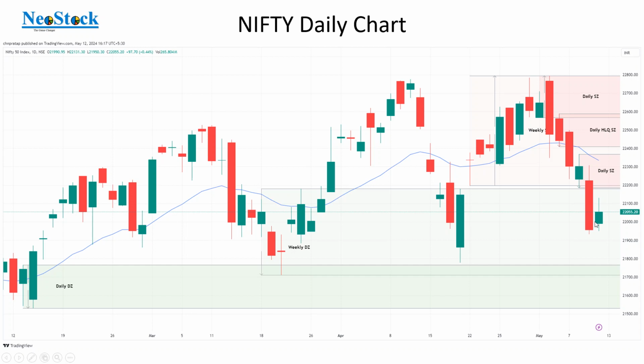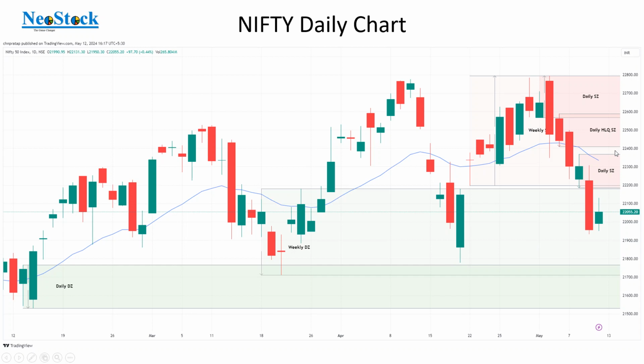What institutions are going to do in tomorrow's trading? There are three possibilities. Tomorrow they may create one more drop candle and a new supply zone might be created. Maybe they will keep an end to here and they may again push the prices and a new daily demand zone will be created from the weekly demand zone if there is a rally candle.